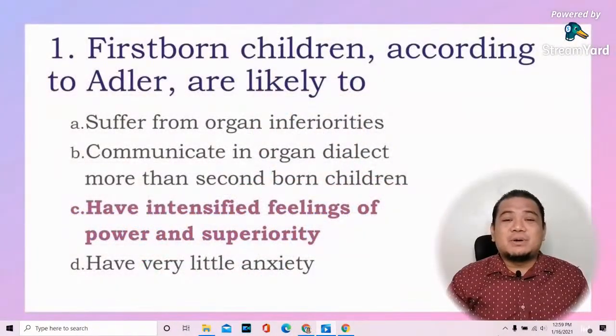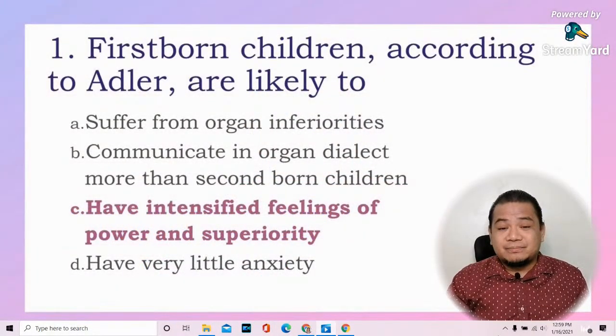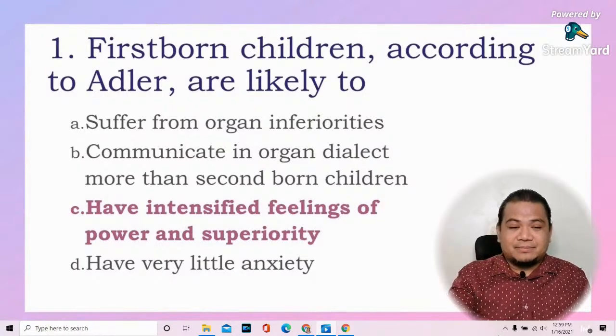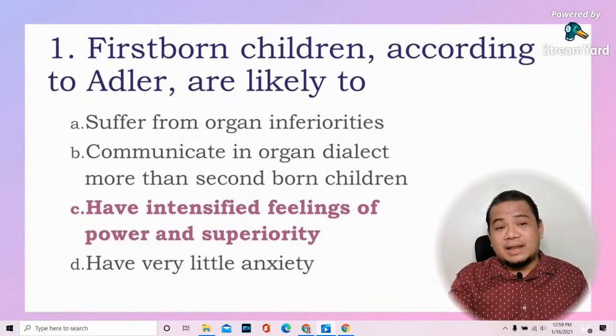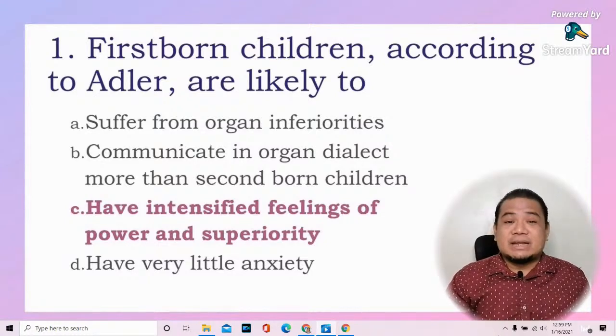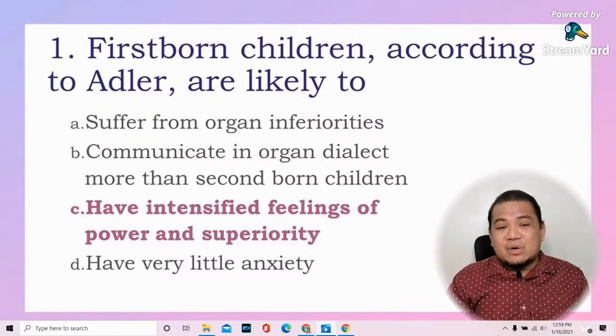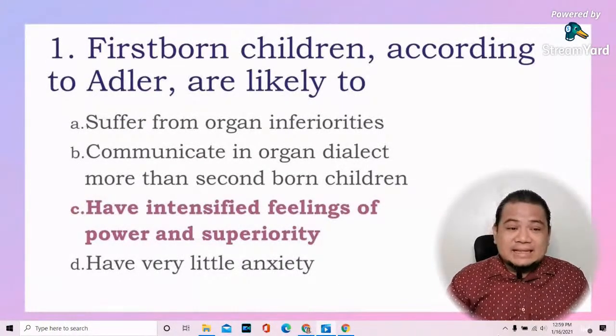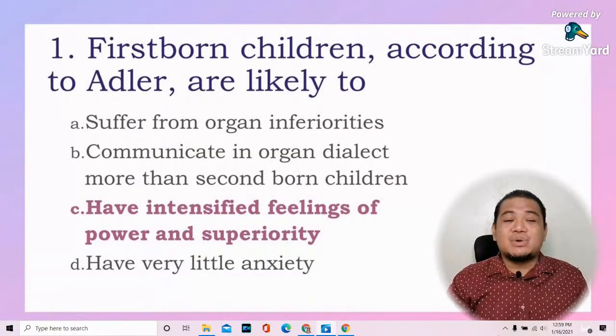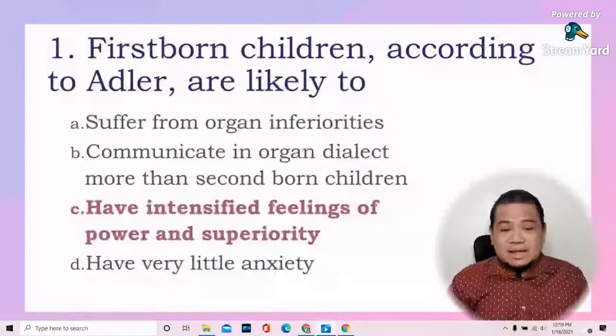Number 1. Firstborn children, according to Adler, are likely to. The answer is letter C. Have intensified feelings of power and superiority. Firstborn children occupy a unique position, being an only child for a time and then experiencing a traumatic dethronement when a younger sibling is born. This event dramatically changes the situation and the child's view of the world.